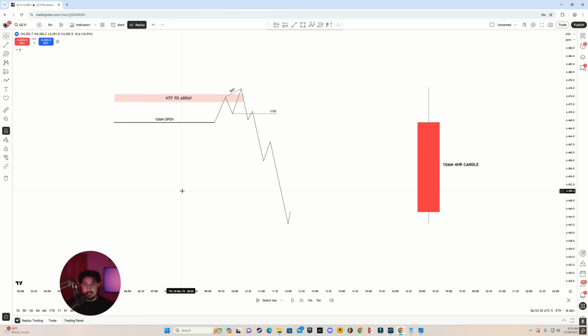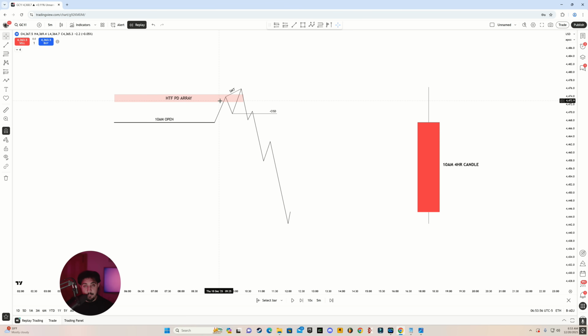You do not need daily bias for this, right? It is a completely mechanical system that you can follow. So once you have marked out the 5-minute or the 15-minute PD array, you want to drop down to 1 minute time frame. And over here you can see that we manipulated to the upside inside the higher time frame PD array or a 5-minute fair value gap.